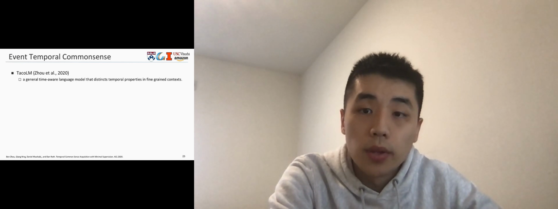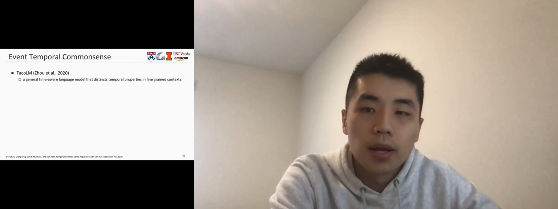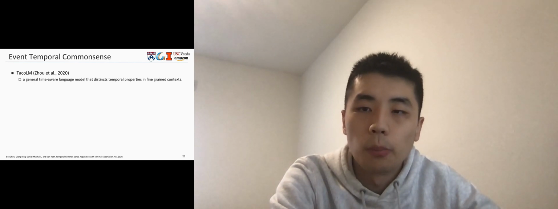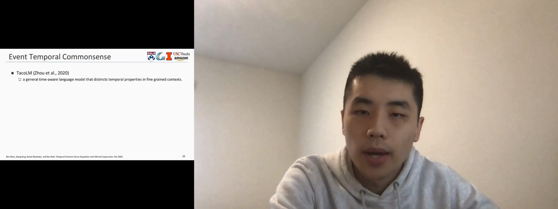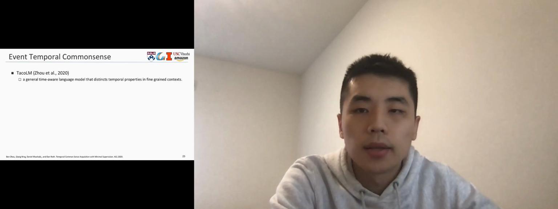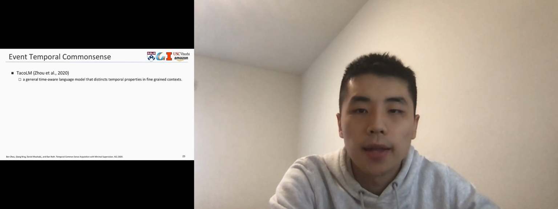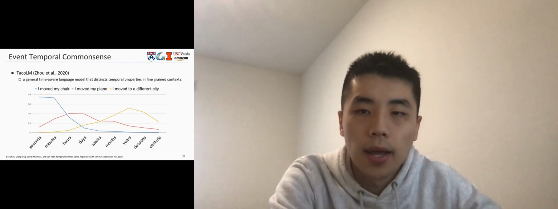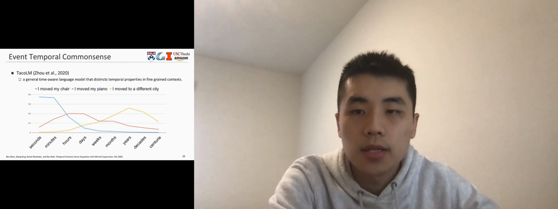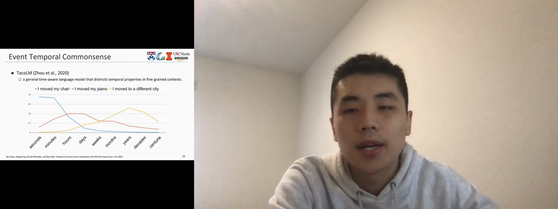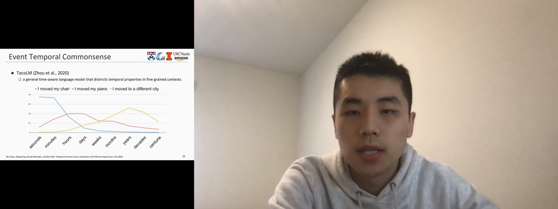Besides extracting event knowledge from the language models, as those language models may also not be perfect, people also care about how we can help them to better understand and memorize event knowledge from raw corpus. And the TacoLM is a good example. Specifically, it aims at helping language models to understand how long each event typically lasts for. Some examples are like moving chairs will typically last for seconds, but moving a piano will last for hours because a piano is much heavier. And similarly, moving to a different city may take a longer time.